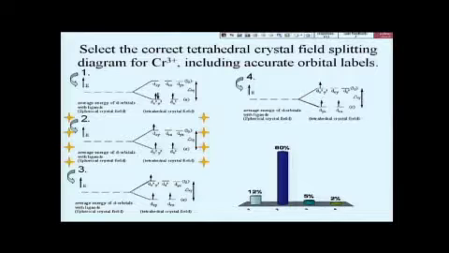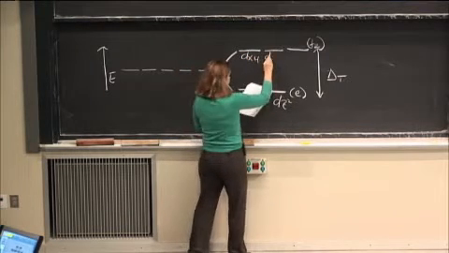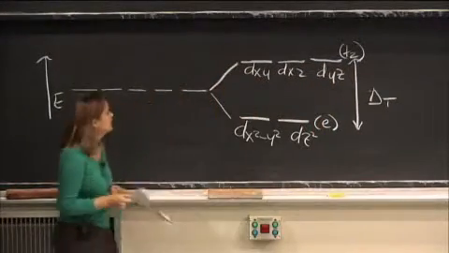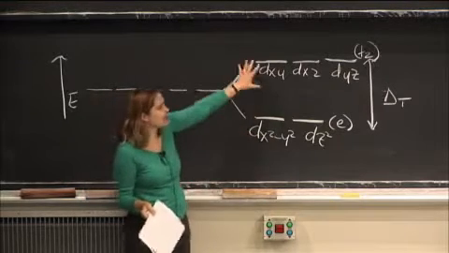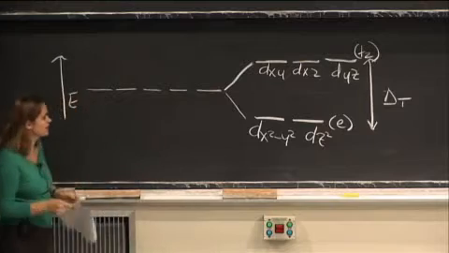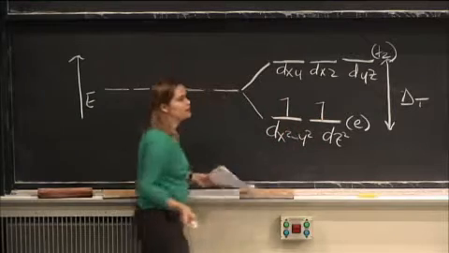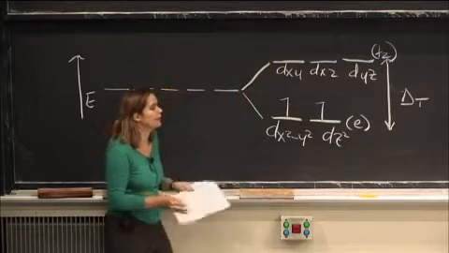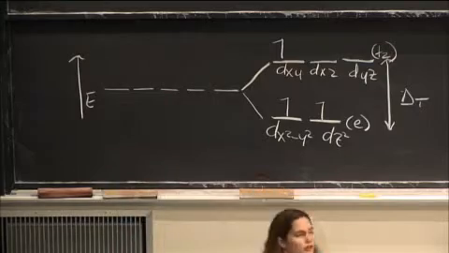So down here, we're going to have our dx squared minus y squared, dz squared orbitals. Up in the top, we have xy and xz and yz. Again, the orbitals that are on axis are repelled a little less than the orbitals that are off axis in a tetrahedral case. And then we put in our electrons. We start down here. And then one of the questions is, do we keep down here and pair up or go up here? And the answer is that you would go up here. Does someone want to tell me why they think that's true?